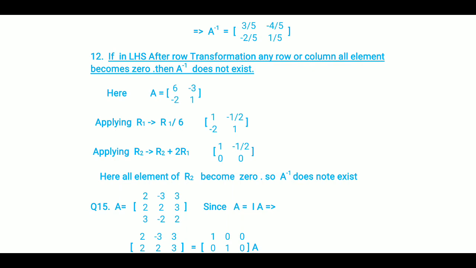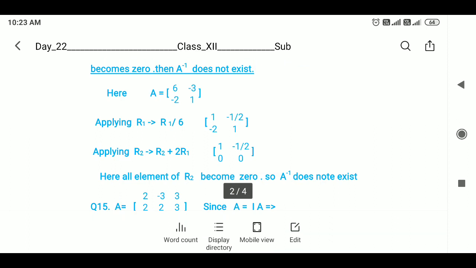Again we apply R2 becomes R2 plus 2R1, as we are making most zeros in R2. So R2 becomes R2 plus 2R1. If we add minus 2 plus 2, 0, 1 minus 1, 0, it means R1 remains the same, 1 minus half, but R2 becomes completely 0 0 0. So it means A inverse does not exist.